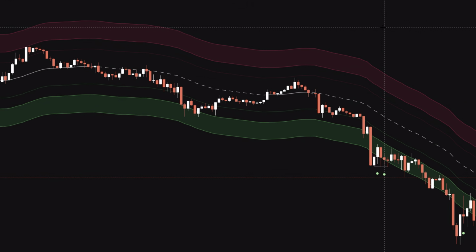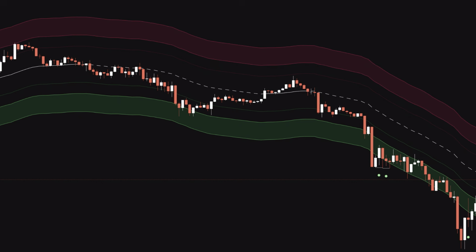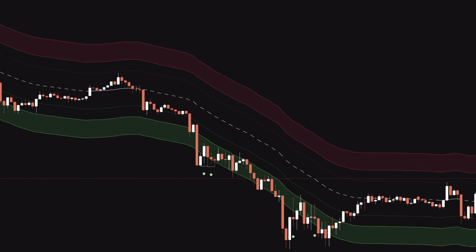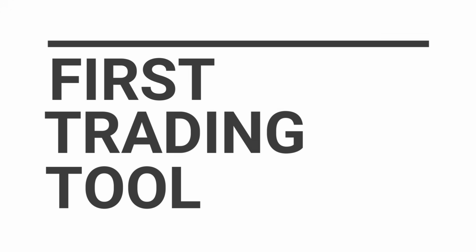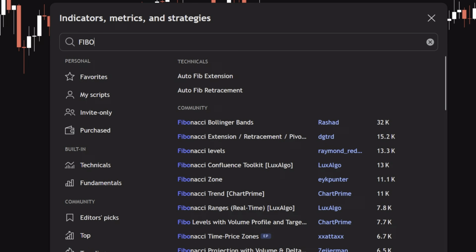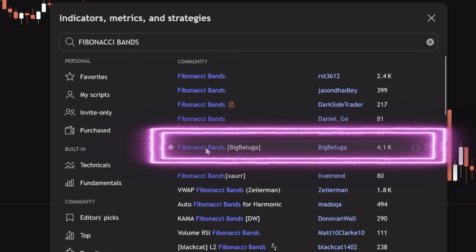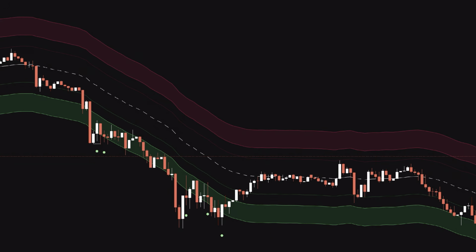Look at your chart right now. What do you see? A mess of lines, colors, and candles that tells you nothing useful. Here's what we're gonna replace that with. The first indicator is called the Fibonacci Bands, built by Big Bulliger. Here's what it actually does.